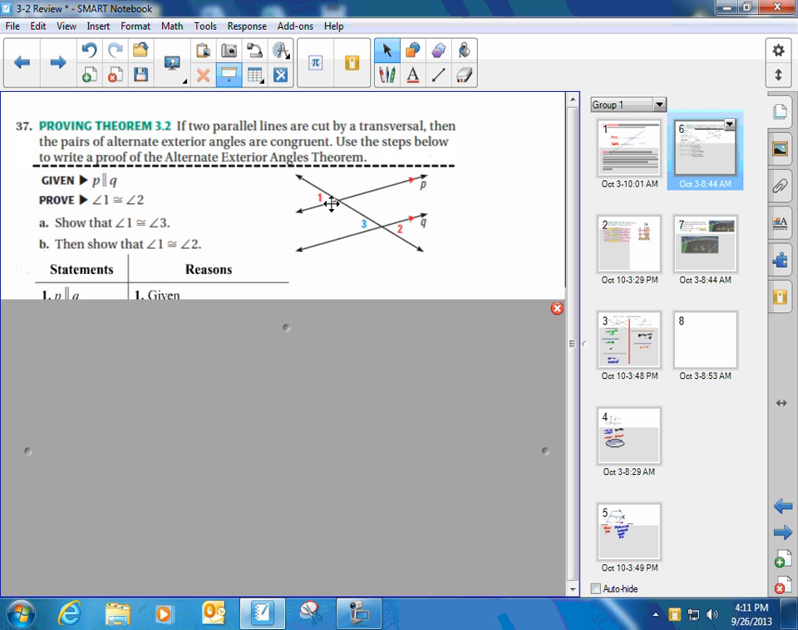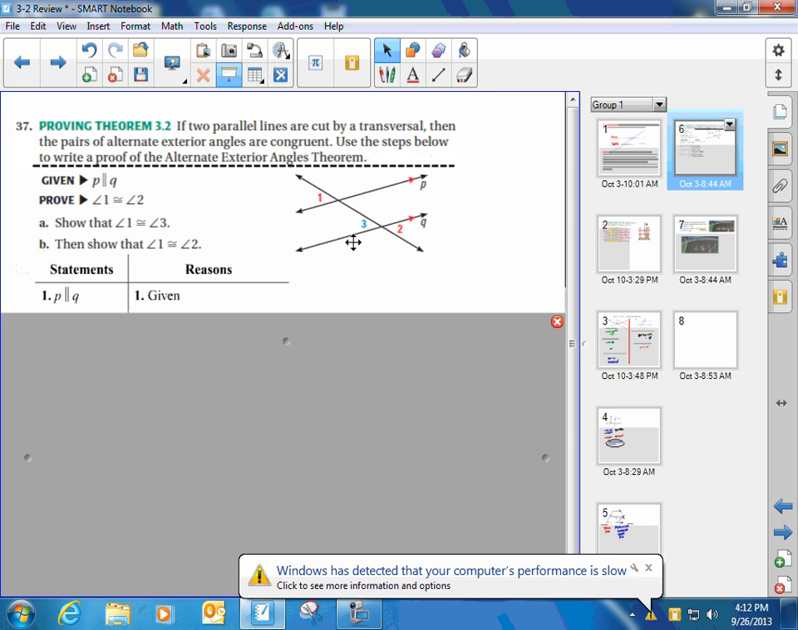So we've set it up so that we've identified alternate exterior angles, and then we're also going to identify an angle here, angle 3, that will allow us to use the corresponding angles postulate. So let's start with what's given. We're doing a two-column proof. We've got statements as one column, and then the reasons that justify our statements in the other column. So we're going to start with what's given.